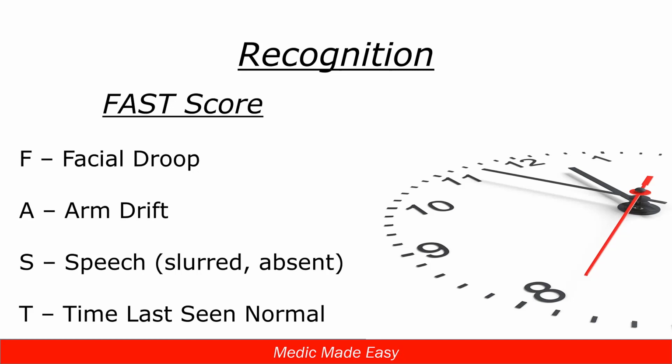So we get 1, 2, 3, and we're very likely that our patient is in fact having a stroke. And then the T, just to round out the acronym, is the time that they were last seen normal. Right? A lot of medical decisions in the hospital are going to get based on what time did these symptoms start.